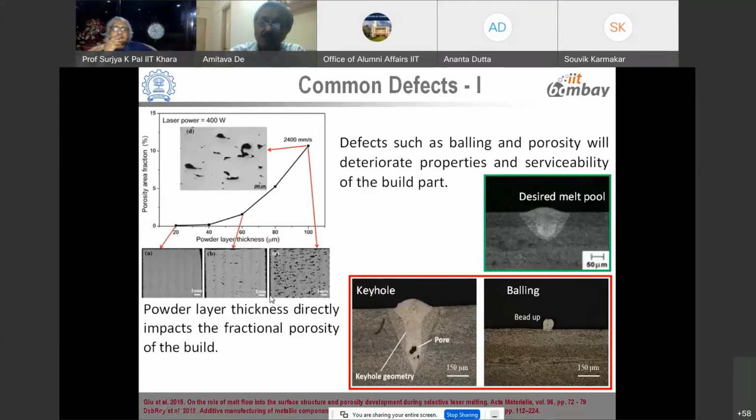It is also noticed that porosity, for example, would increase as the powder layer thickness increases. And again, this we are aware of. This is very easy to know. We have already faced this problem in laser beam welding. So the problem is more here because we are working with powders.